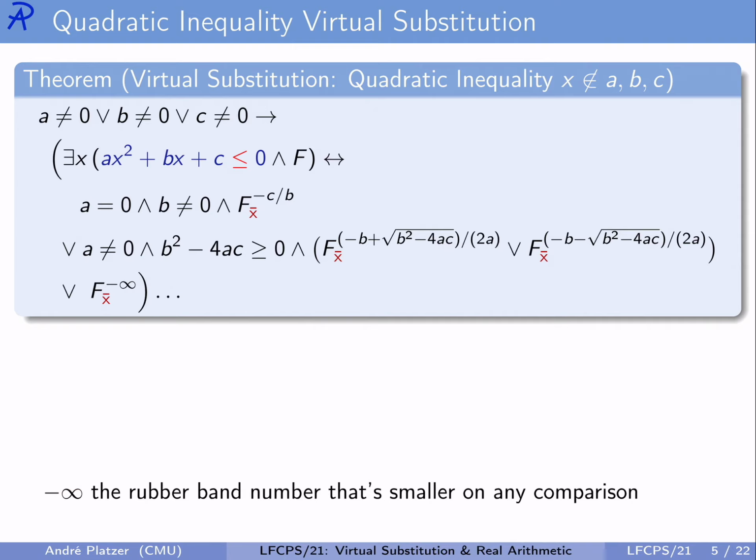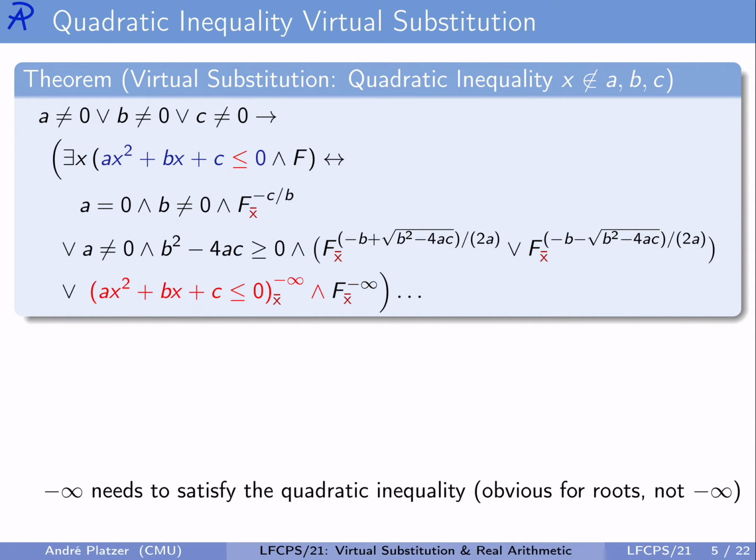But we can't literally mention it, because minus infinity is not a real number. It's not supposed to be in the first-order logic of real numbers, because it isn't a real number. So for one thing, we don't even know that this infinitely small number satisfies the inequality, even if it makes f happy.